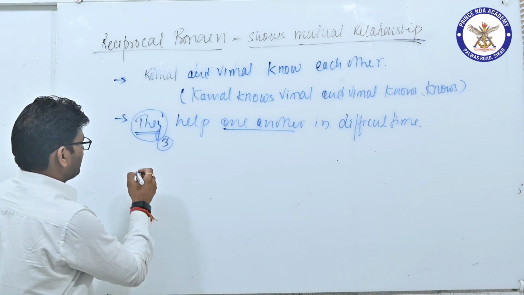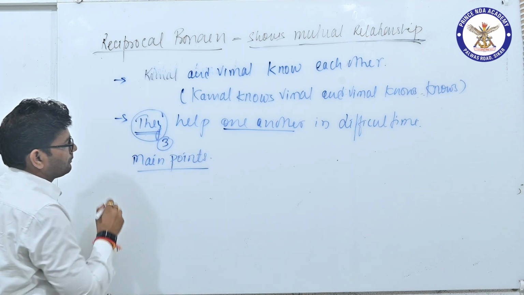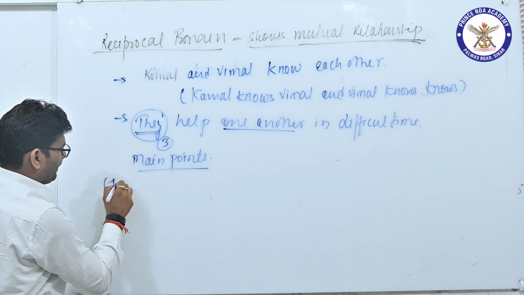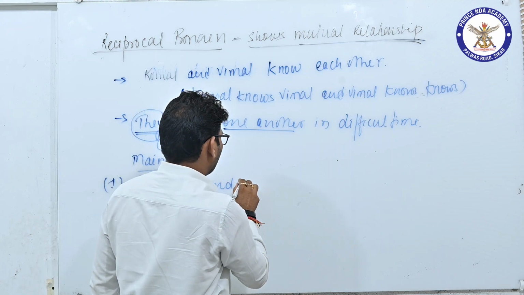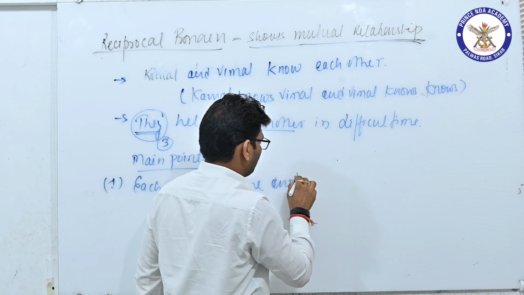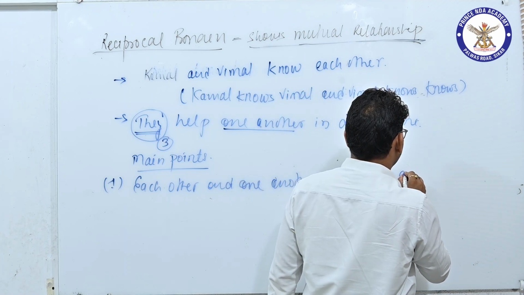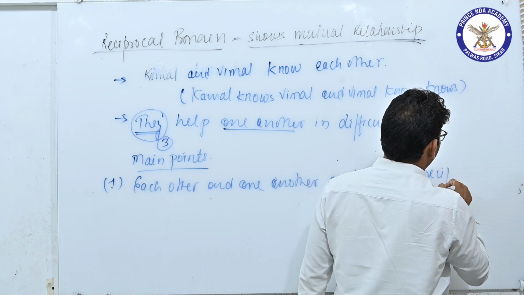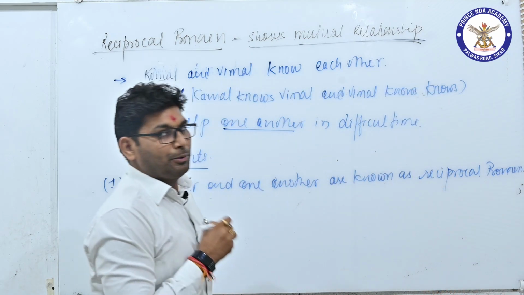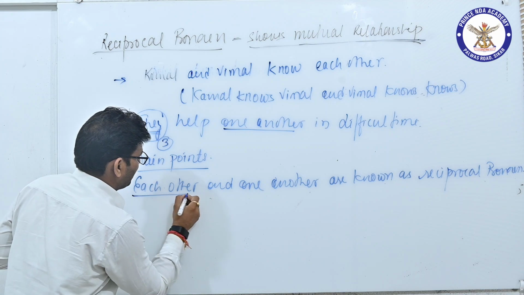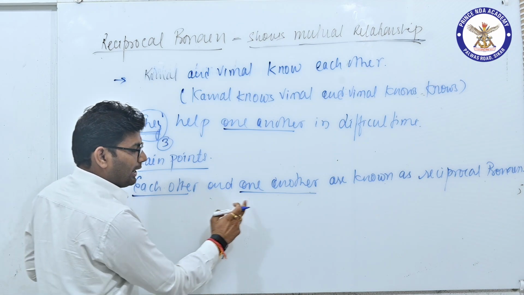I will talk to you about the main points, what the main points are. Number 1, each other and one another are known as reciprocal pronoun. You have to keep in your mind only 2 pronouns are known as reciprocal pronoun. Which are they, beta? Each other and one another.